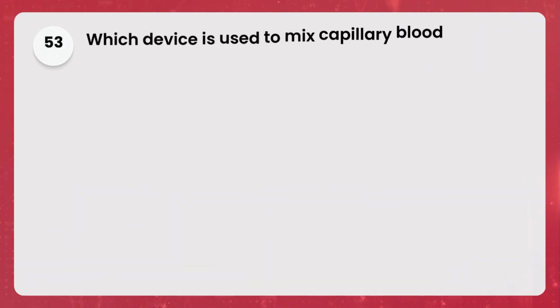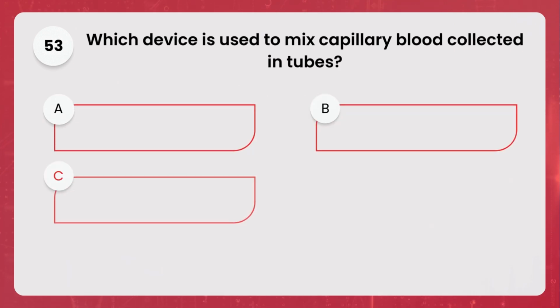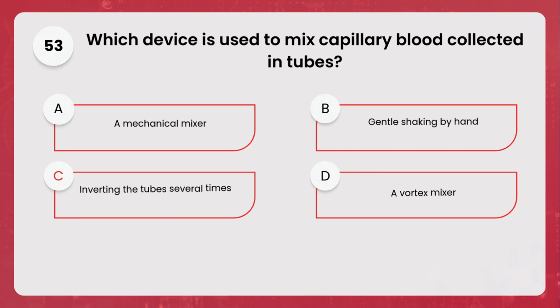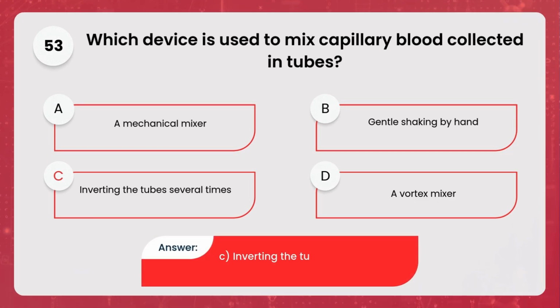Number 53. Which device is used to mix capillary blood collected in tubes? A. Mechanical mixer. B. Gentle shaking by hand. C. Inverting the tube several times. Or D. A vortex mixer. The answer is C. Inverting the tube several times.